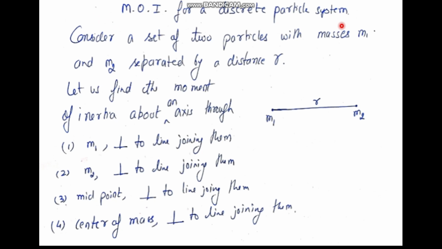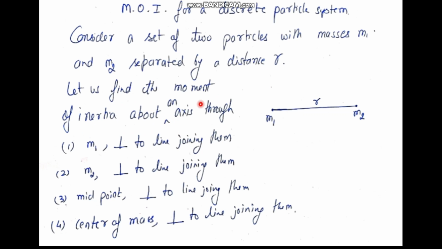First, I will talk about a standard case of moment of inertia for a discrete particle system. I will use that formula in a special case, and I will illustrate how to use this formula. Suppose we have a set of two particles with masses m1 and m2, and they are separated by a distance r. We have to find the moment of inertia about an axis through. Whenever we are talking about moment of inertia, we must clearly define the axis. Only then we will be able to find the moment of inertia.